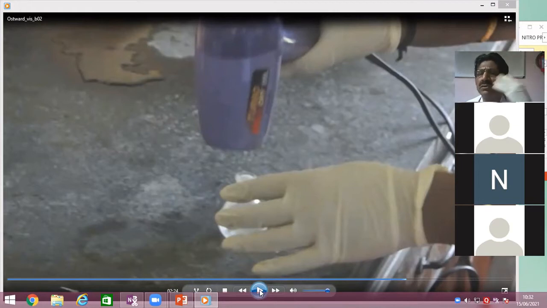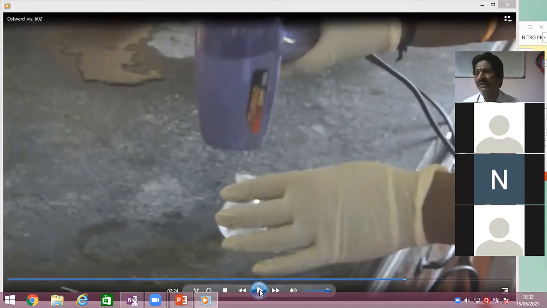Once you have recorded the readings, for example, if T1 is the time for the water and T2 is the time for the second liquid under examination, then we have to record the times T1 and T2. The second part is the determination of density.